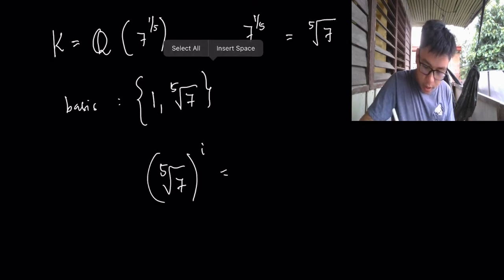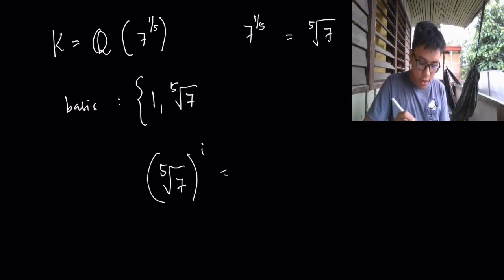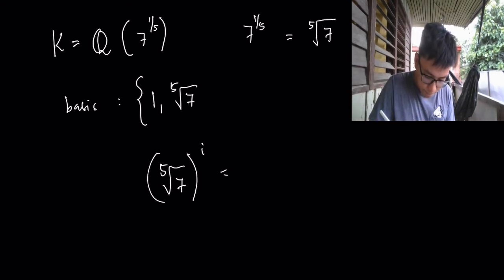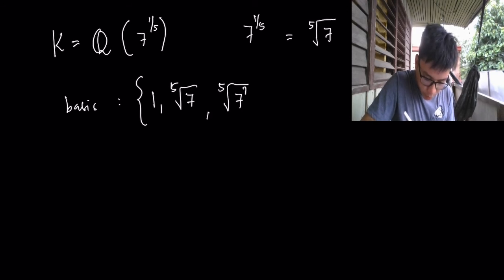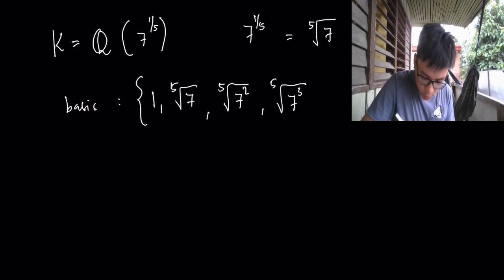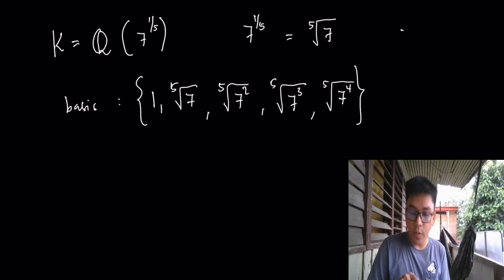Okay, I'm sorry, I'm not done yet. Okay, here. When i is 2, you get the fifth root of 7 squared. When i is 3, you get the fifth root of 7 cubed. When i is 4, you get the fifth root of 7 to the 4. And let's stop it this way because there are already 5 elements of the basis.